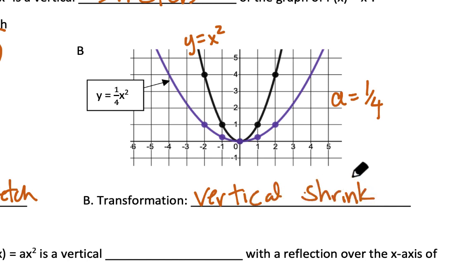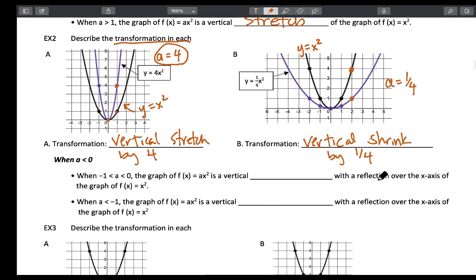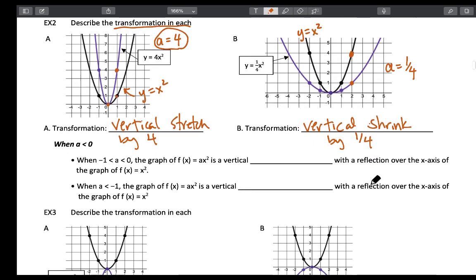Okay, so you can see it kind of gets squished vertically along that y-axis, and it's going to be scrunched or shrunk up by a factor of 1/4. So again, you can see that on our parent function, the point 2 over and 4 up now gets plotted at 2 over and 1 up. That y-coordinate of 4 got reduced by 1/4, and it's now here at 2 over and 1 up. All right, so that's what we have when we have an a value that's positive.